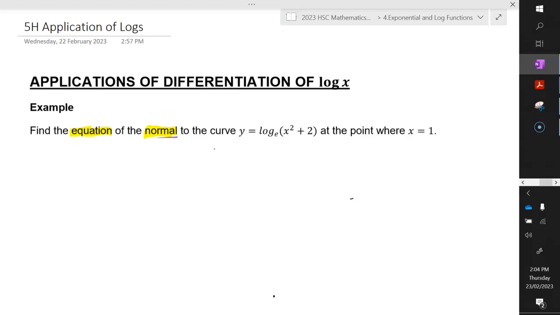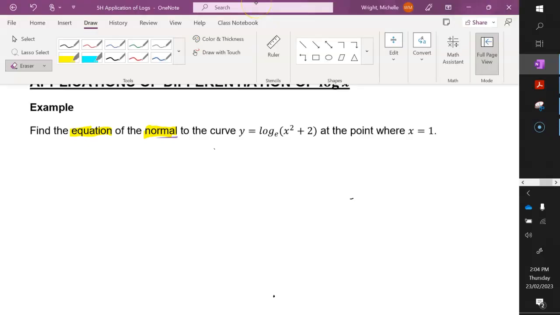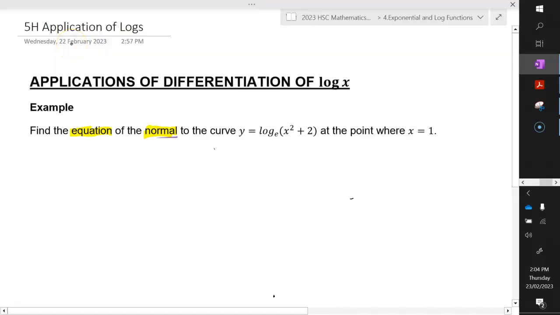The example is asking us to find the equation of the normal to the curve, y equals log e of x squared plus 2 at the point x is equal to 1. I've highlighted equation and normal because those are the two main things we want to do. We want to find the equation and it's going to be the normal. We're going to use the rules that we've been using for calculus since last year and just apply those to logs.